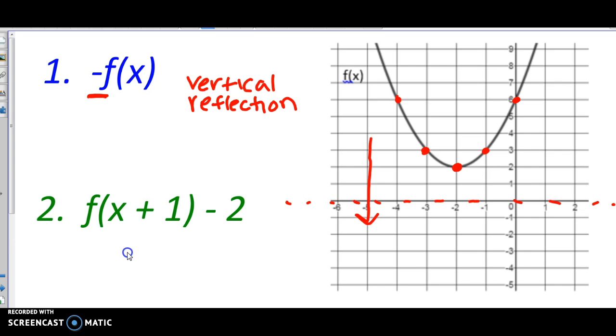So if this is a point at negative 2, 2, I have to reflect it to the same point on the other side. So that would mean if I'm 2 away here, I have to be 2 away over here. These 2 points at negative 1 and negative 3, since they're at 3, they get reflected to negative 3. And so my graph is going to be reflected across the x-axis.